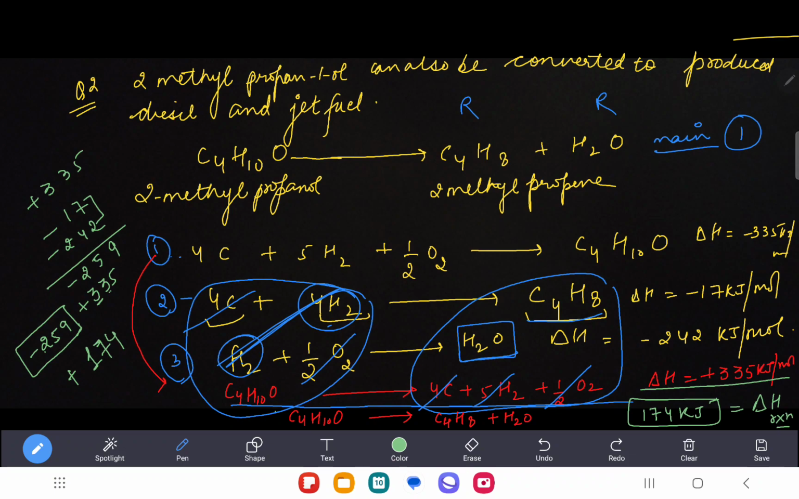Because you have to modify the equation in such a way that you get the final answer as the main equation. And along with that, when you know the individual energies, you also know how to add and subtract the energies. I hope you're understanding what I'm trying to explain. Right? So that is the question. Next question we see.